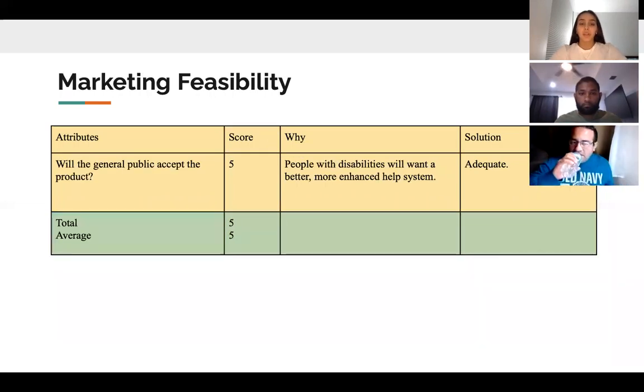And then we have marketing feasibility. Will the general public accept the product? We give it a 5 because people with disabilities will want a better, more enhanced health system, and that's what we have to offer. The total for this one was a 5, and the average was also a 5.